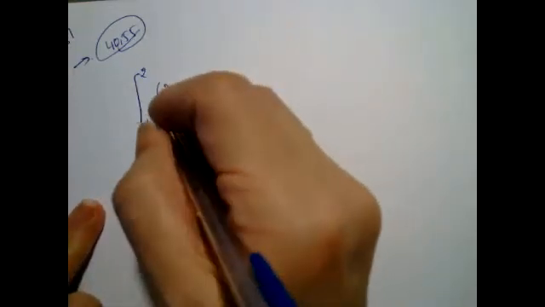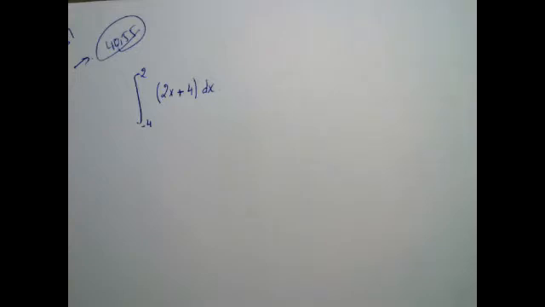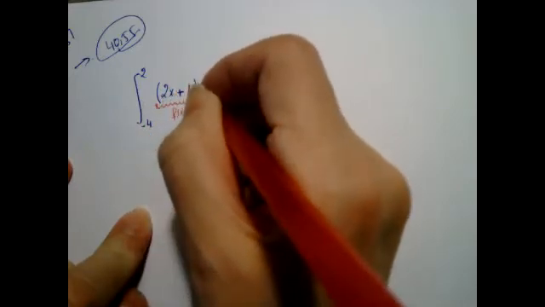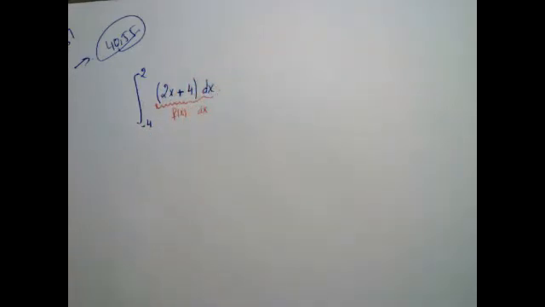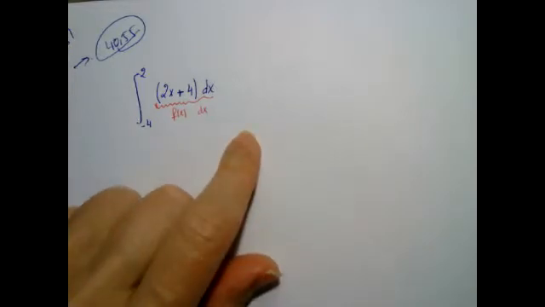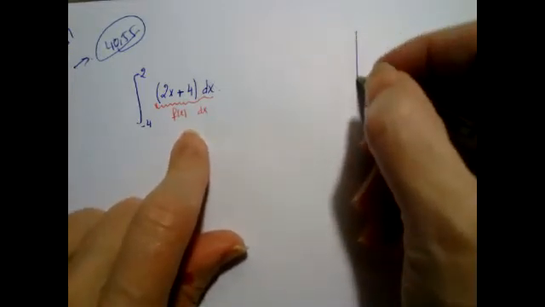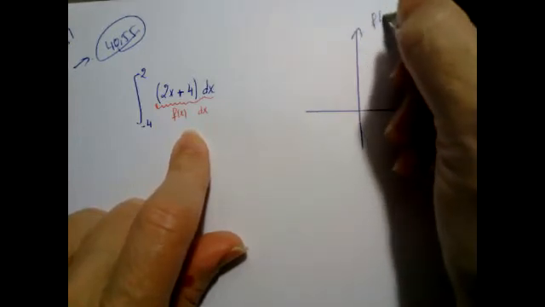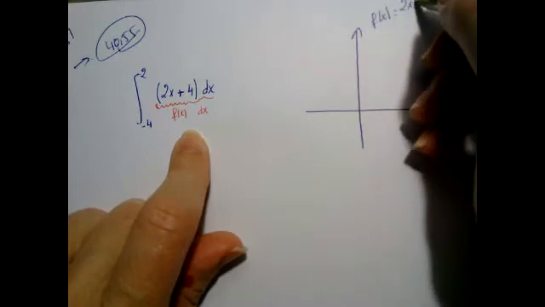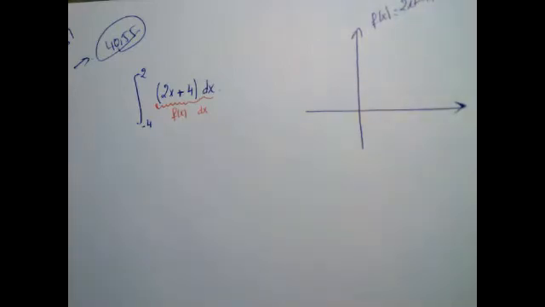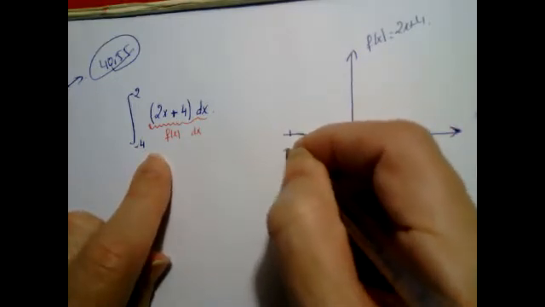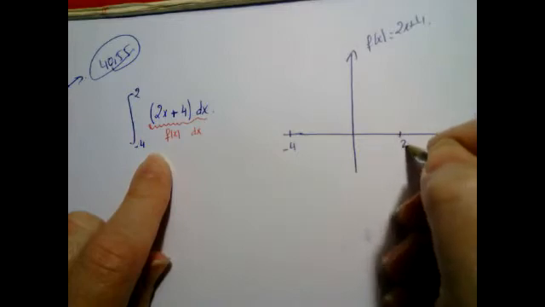Today we're going to learn how to evaluate this integral, but now we're going to try to compute it geometrically. So this is my function f of x in here, and this is the dx. How do we interpret that? We're going to graph the function f of x equal to 2x plus 4, and I want to graph it between the interval -4 and 2.